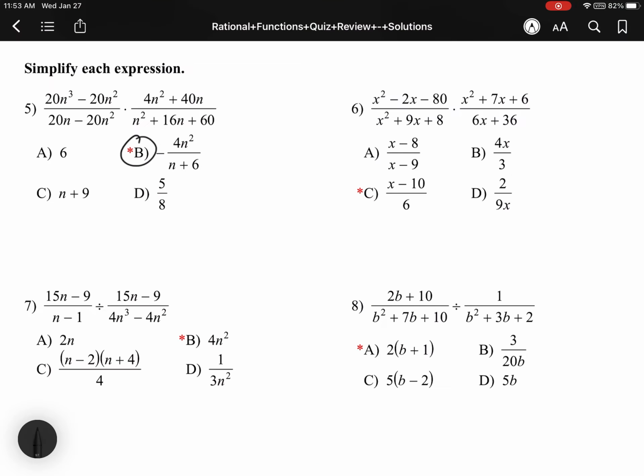Let's go back to the quiz and look at option C. X minus 10 over 6.